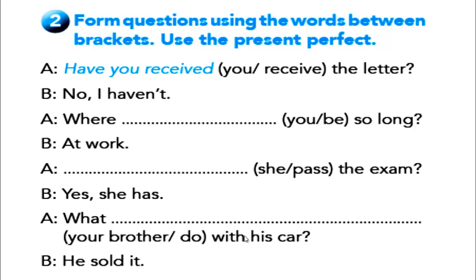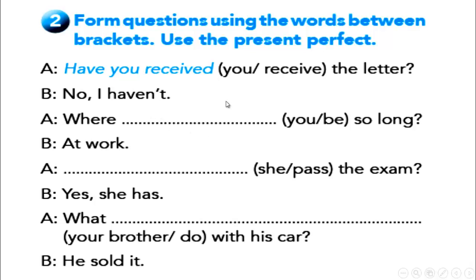Now we are going to form questions here using the words between brackets here. And we are going to use the present perfect as we have said. Have, has, subject plus PP. If you look at the first example here, it's done for us. Like, have you received the letter? No, I haven't. Okay? The second one here. Where have you be so long? He says at work.